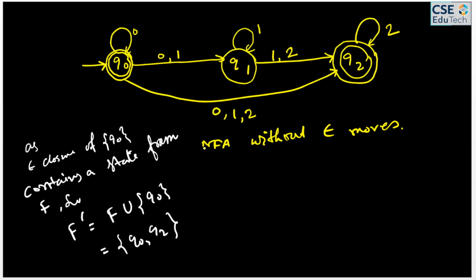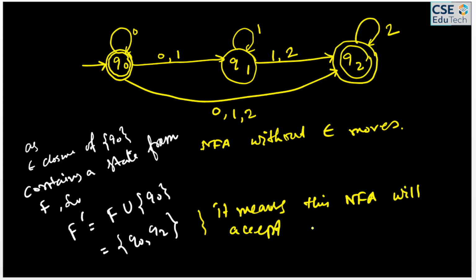It means this NFA will accept epsilon. So now it is a complete NFA without epsilon moves.